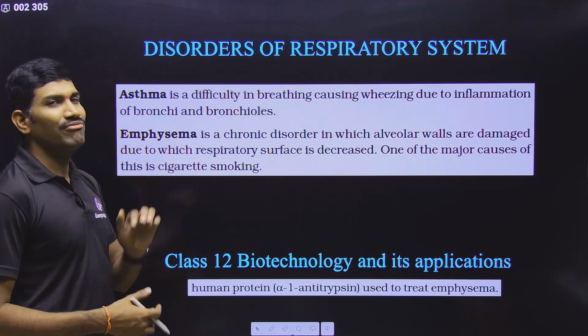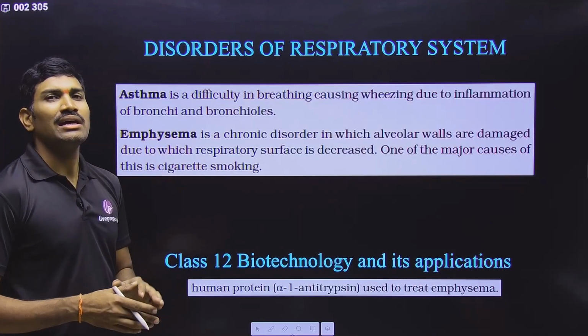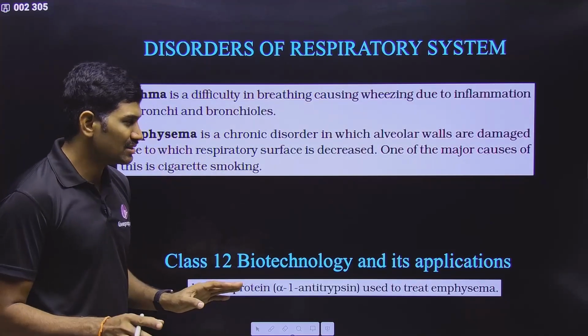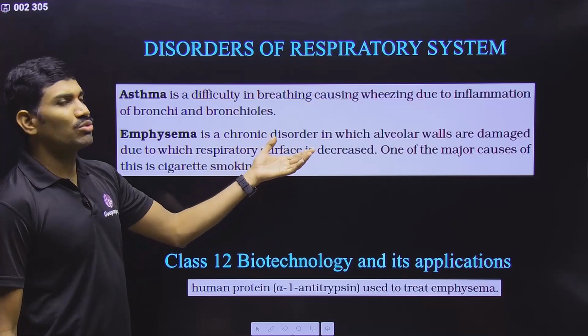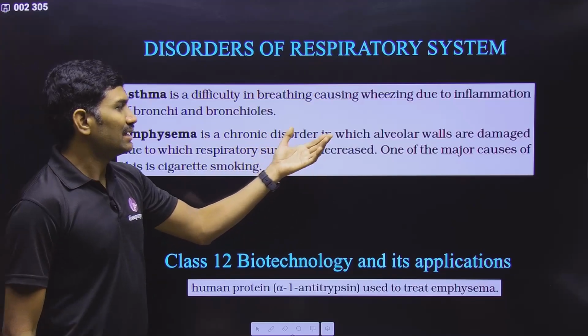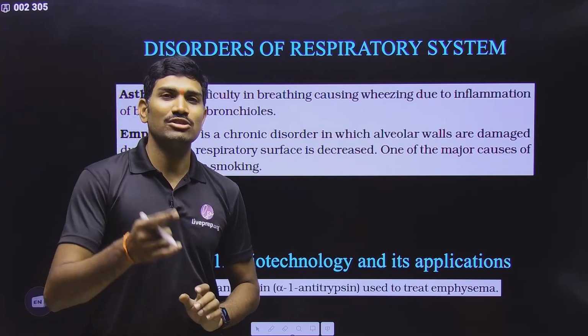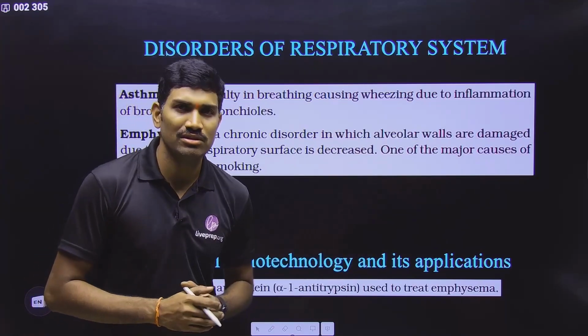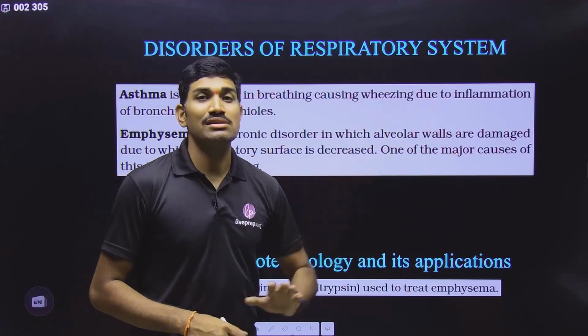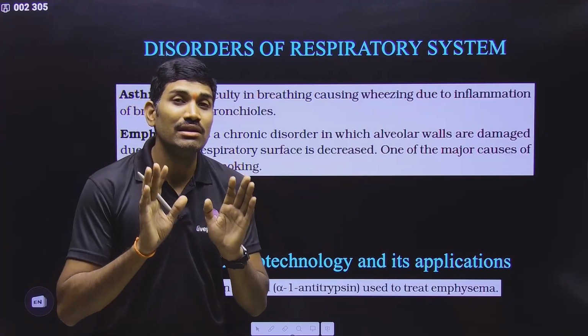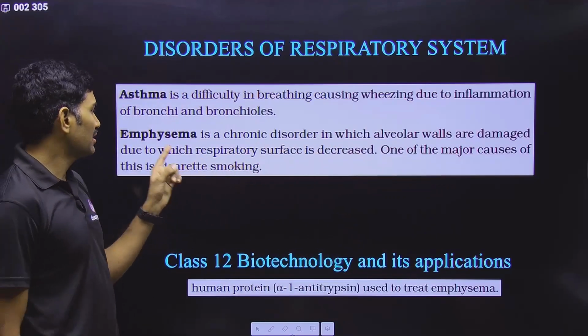Next one is regarding emphysema. This is a general term. Reasons may be many, so many reasons are there. Emphysema is a chronic disorder in which alveolar walls are damaged. Now please understand this. The actual exchange of gas is happening at the alveolar walls. If these alveolar walls are damaged, the exchange of gases will be affected. Please understand the relation here.